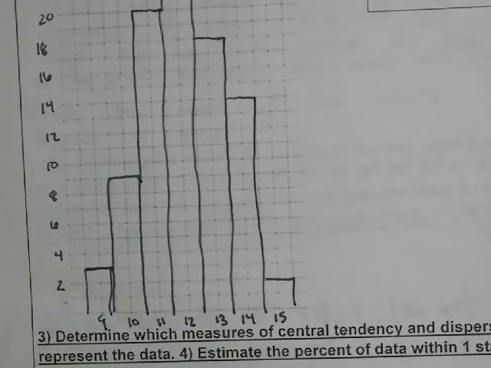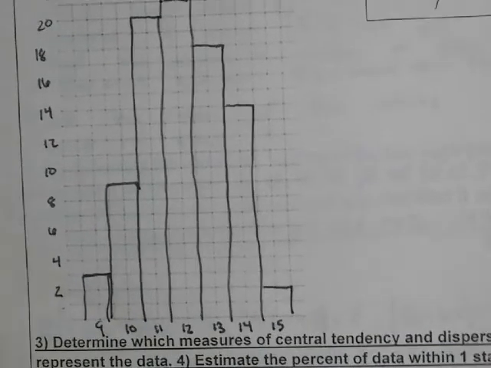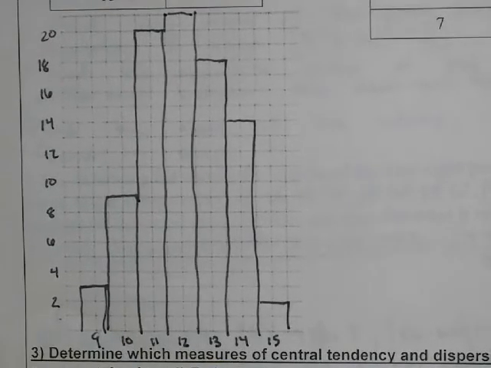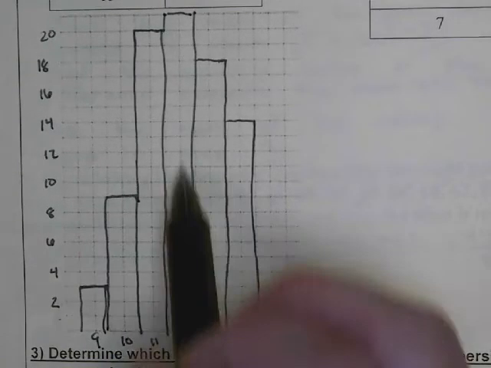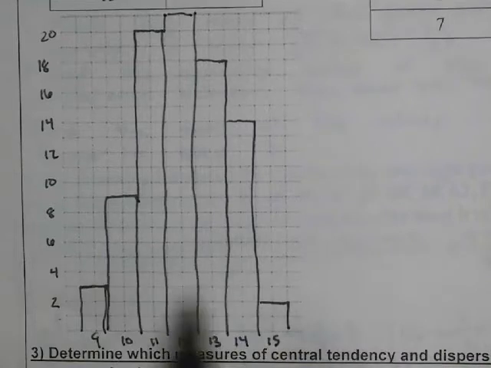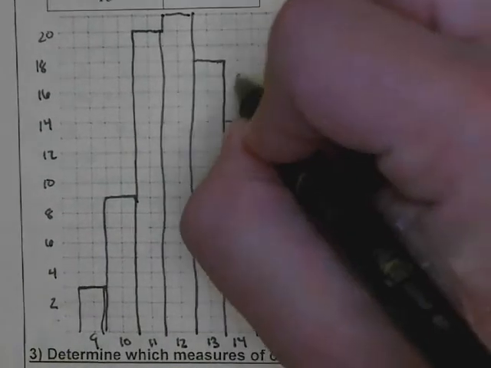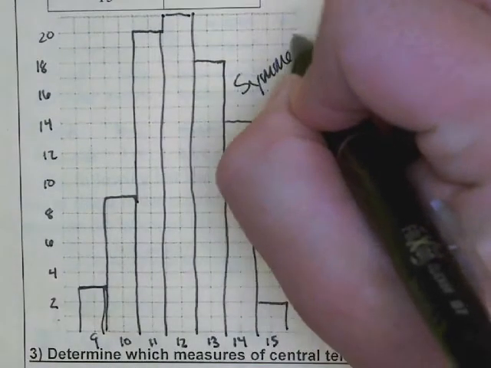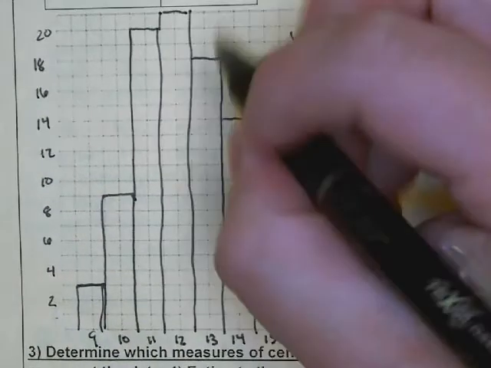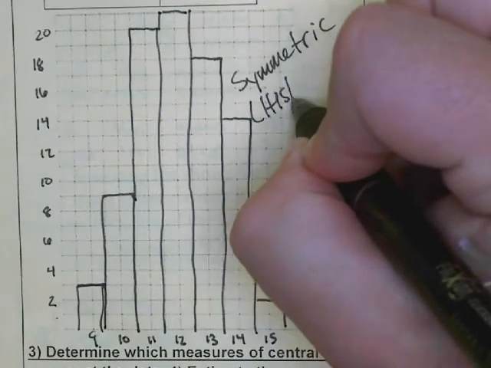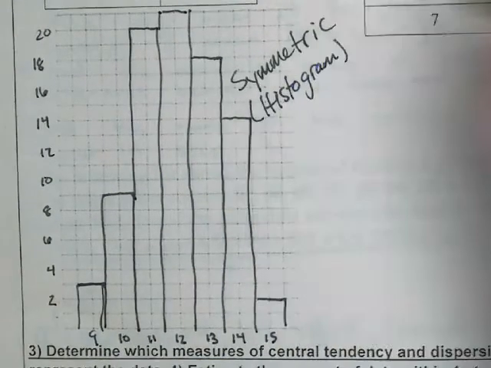When we look at this shape of the distribution, it's kind of like you have to use what you think is best. And I see that I have my tallest bar in the middle with similar bars on either side. So my best would be to say that this one is symmetric. And we use a histogram to look at that.